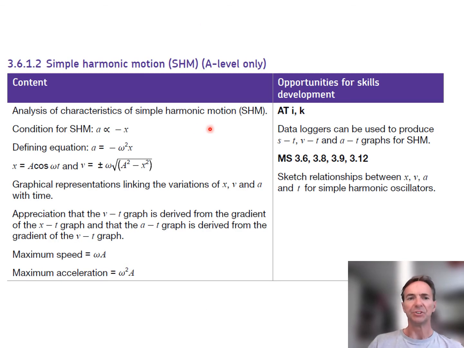And there we are. So we looked at the characteristics of simple harmonic motion. There's the condition, remember that the relationship is the negative of the gradient. Defining equation, and then of course these two other equations which are related and how you work out different parts of the simple harmonic motion. Graphical links, we looked at that, animation, and of course the gradients which link displacement to velocity and velocity to acceleration. And then these maximum speeds.